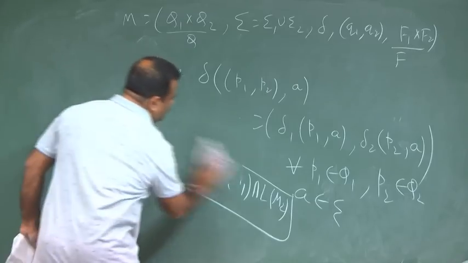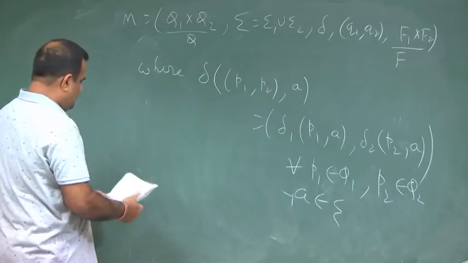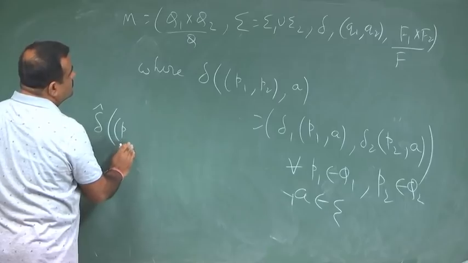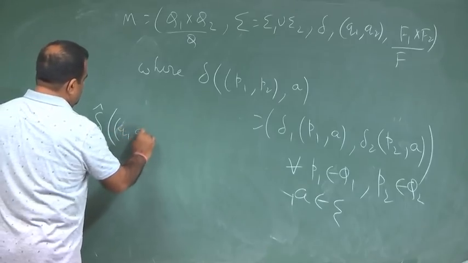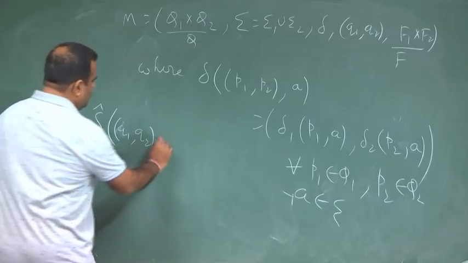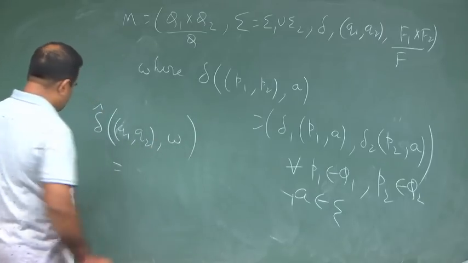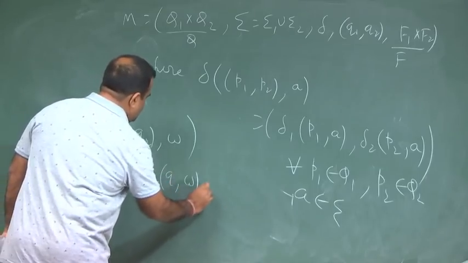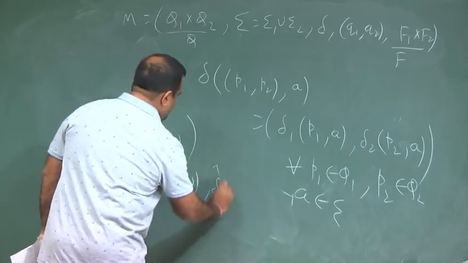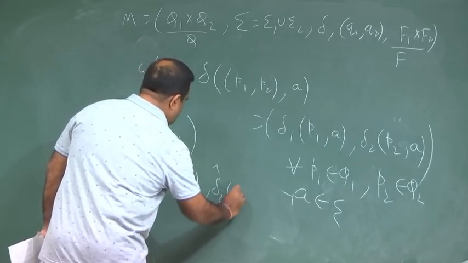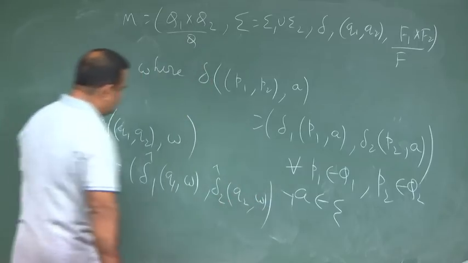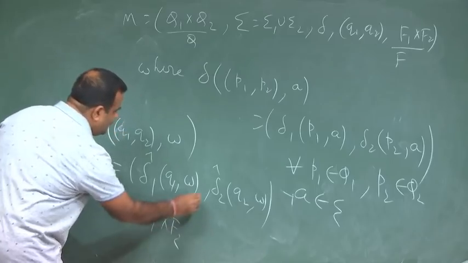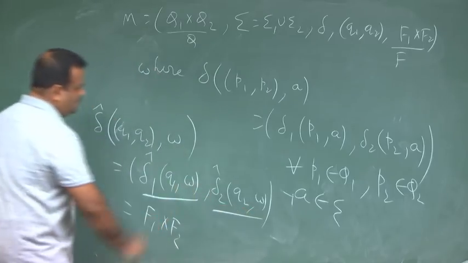Now, this we can prove. Delta hat of (q1, q2), w is nothing but delta hat 1 of (q1, w) and delta hat 2 of (q2, w), which we can easily prove. Now, this belongs to F1 cross F2 if and only if the first belongs to F1 and the second belongs to F2.